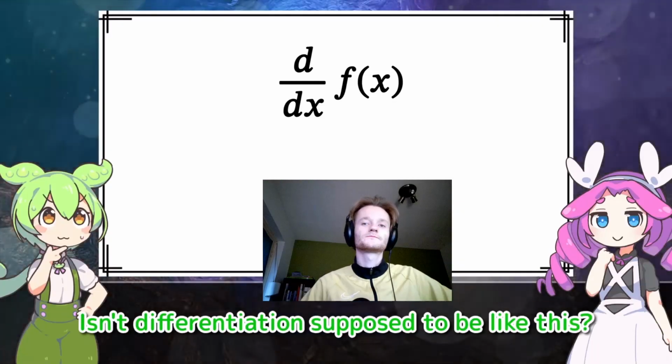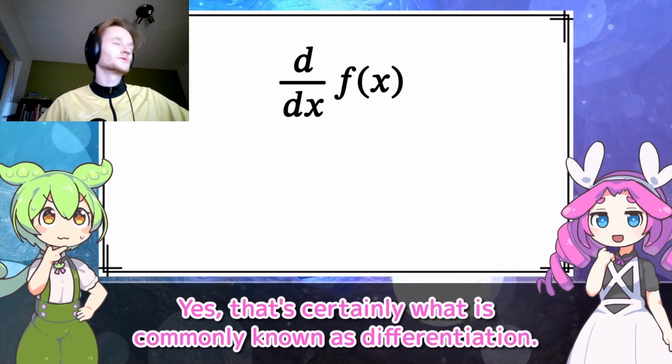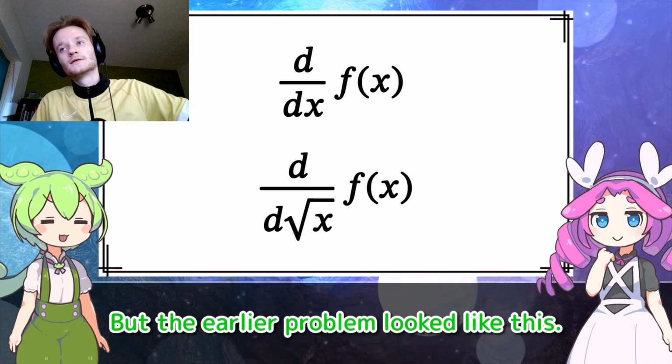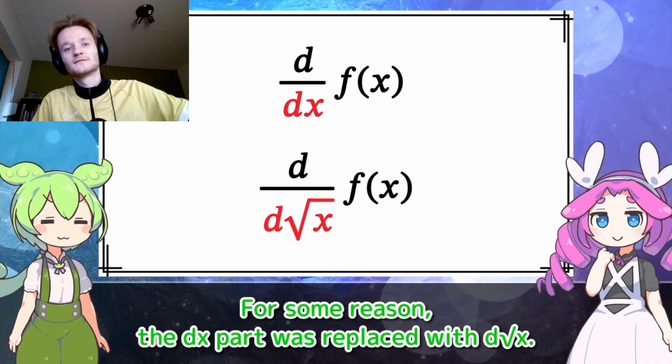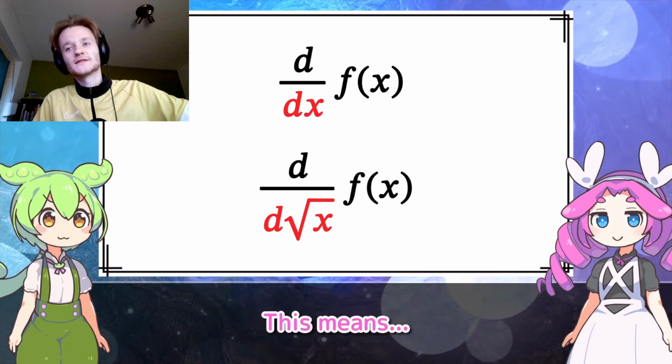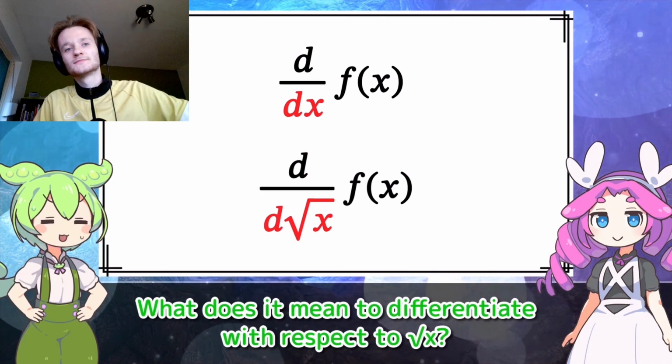Differentiation? Isn't differentiation supposed to be like this? Yes, that's certainly what is commonly known as differentiation. But the earlier problem looked like this. For some reason, the x to the power of a half part was replaced with d square root x. Yeah, that's bad. This means it's like differentiating with respect to the square root of x instead of x.